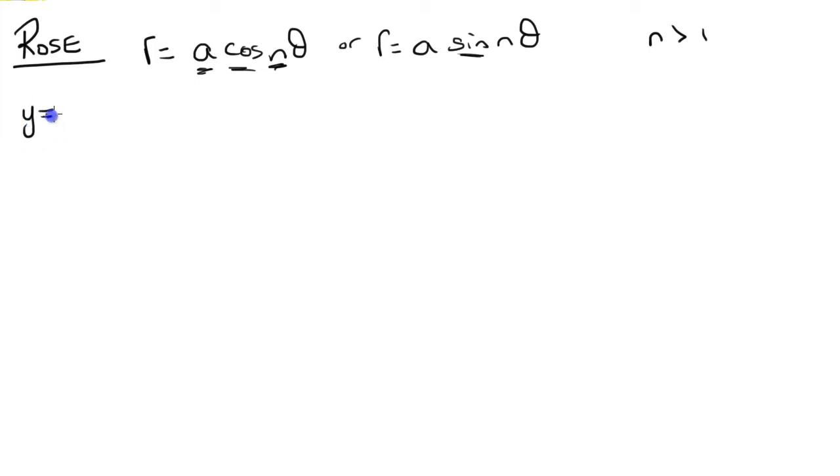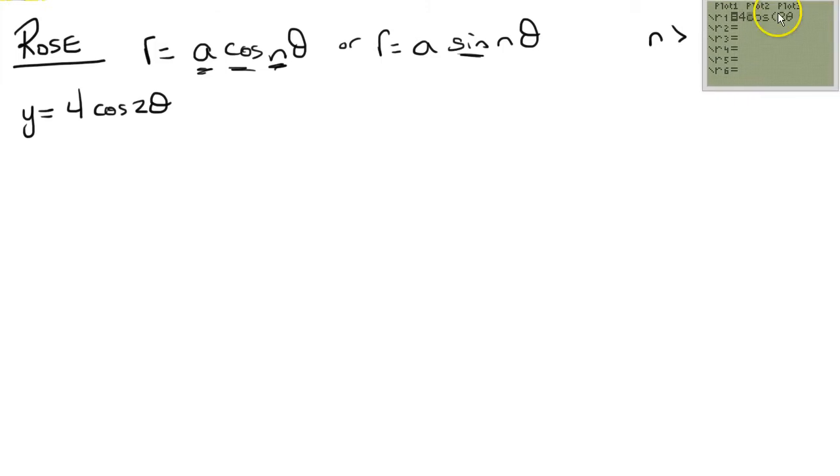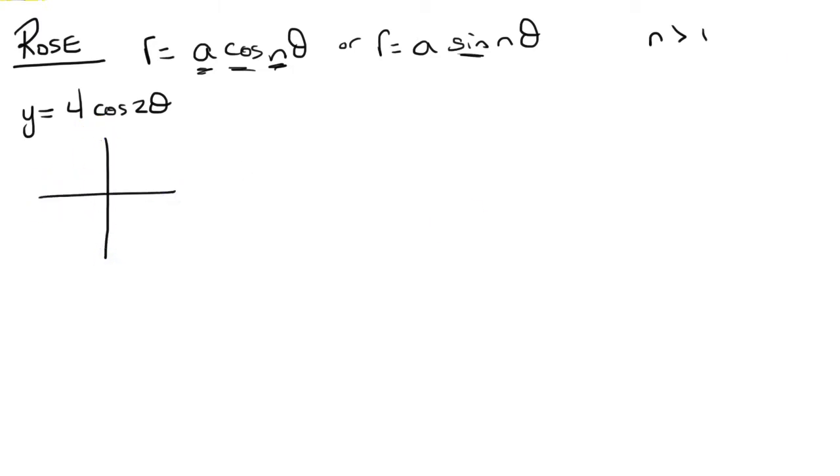So we'll say y equals 4 cosine 2 theta. All right, so I got y equals 4 cosine 2 theta. Let me just get a graph here, and here's a graph. That's what the graph looks like for y equals 4 cosine 2 theta. Oops, it disappeared. Okay, and I know what it looks like. It looks like this.